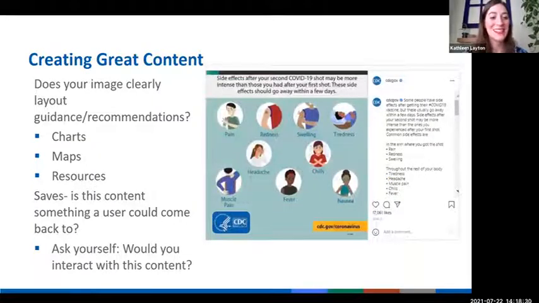There we go. This last example is a really great resource for users. What I was talking about just a few moments ago, knowing the side effects of a common illness, or in this case, a vaccine, is something that our audience is going to want to know. I know I would want to know it. Most people would want to know it.